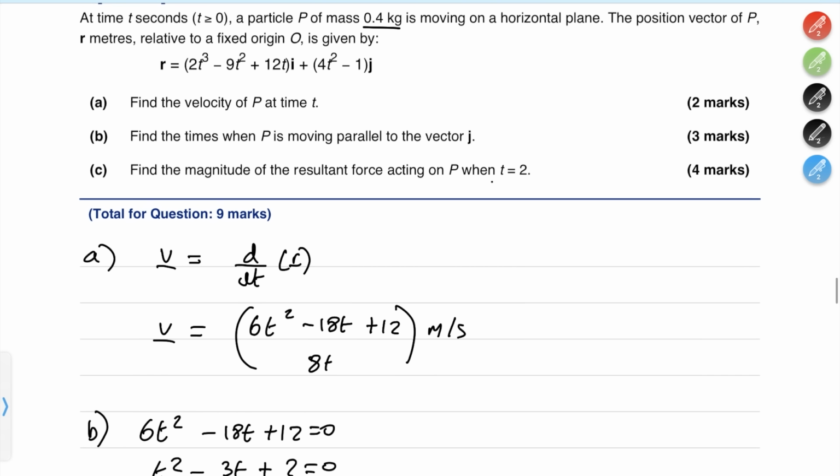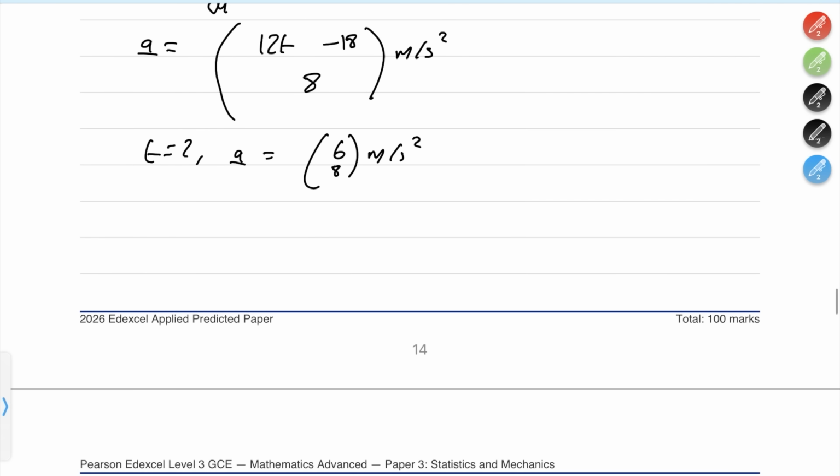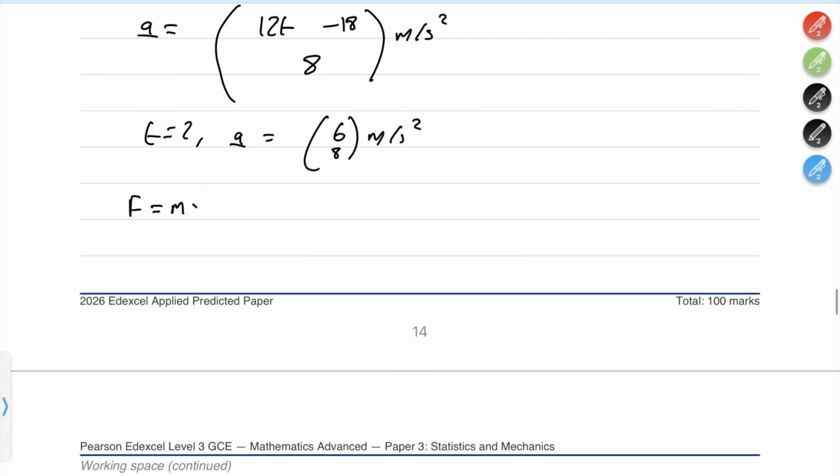So when t is equal to 2, acceleration is equal to 6, 8 meters per second squared. So 6i plus 8j meters per second squared. So the resultant force, F is equal to m times a. What we can do is just take the magnitude of a. So it's 6, 8, so 36 plus 64 is going to be 100. So if we do root 100, that should give us 10.